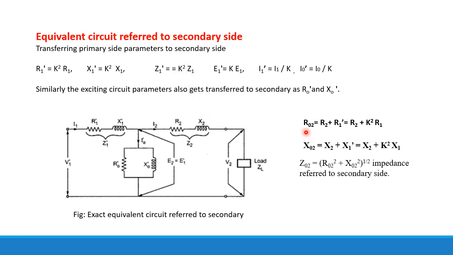The equivalent resistance referred to secondary side is R02 equal to R2 plus R1 dash, that is equal to R2 plus K square R1. Similarly, X02 is equal to X2 plus X1 dash, that is equal to X2 plus K square X1. Z02 is equal to square root of R02 square plus X02 square. This is the impedance referred to the secondary side.